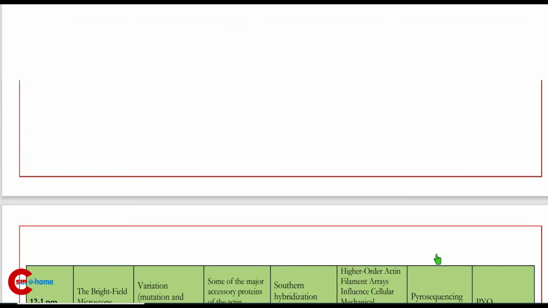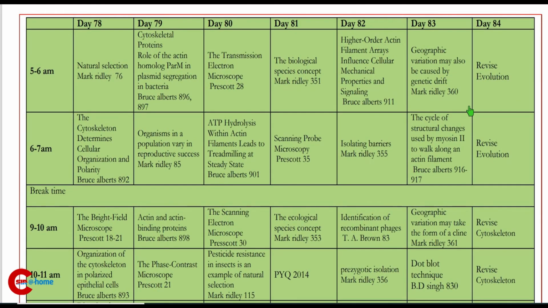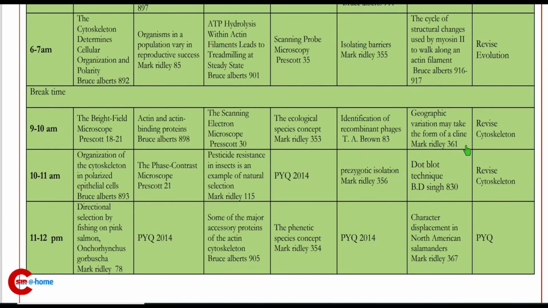Day 83. 5 to 6 a.m., geographic variation may also be caused by genetic drift. Then 6 to 7 a.m., the cycle of structural changes used by myosin 2 to walk along an actin filament, Bruce Alberts. 9 to 10 a.m., geographic variation may take the form of a cline, okay, Mark Ridley. 10 to 11 a.m., dot blot technique, BDC.